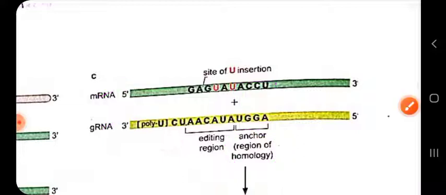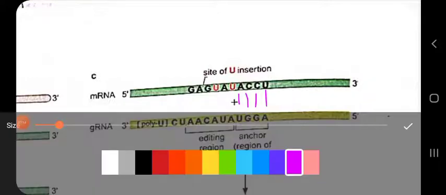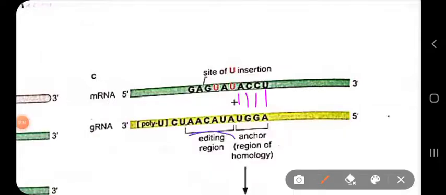Then there is an editing region. The editing region is the region where your editing will be done, where we will edit that site by inserting, here we are inserting multiple uridines. And lastly there is a poly U tract also, where multiple uridine residues are found within the guide RNA. So in this way, guide RNA base pair binds with the mRNA to be edited.